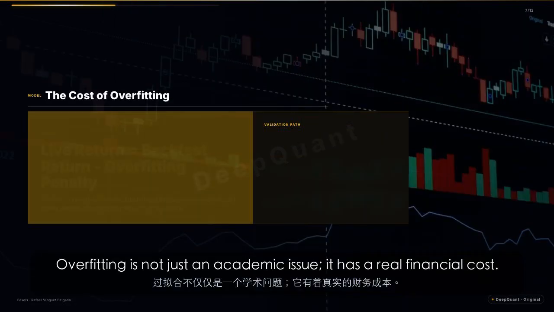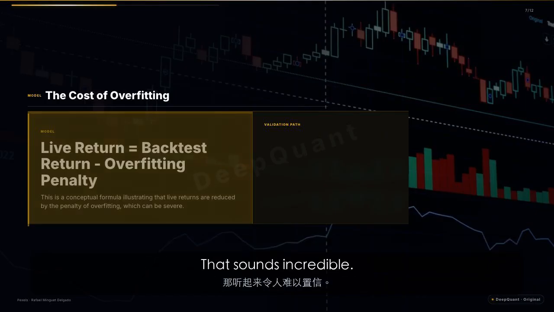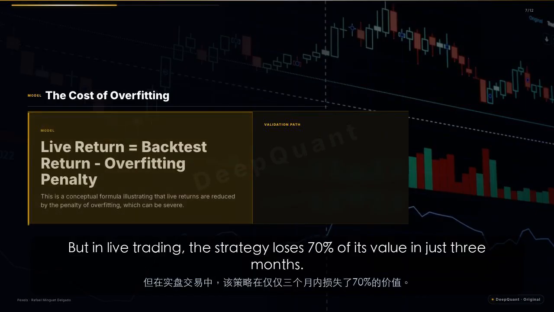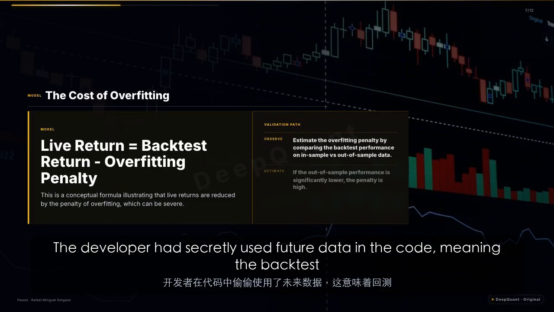Overfitting is not just an academic issue, it has a real financial cost. Suppose a backtest shows an annual return of 500% with a win rate of 99%. That sounds incredible. But in live trading, the strategy loses 70% of its value in just 3 months. This is not a joke, it is a real case exposed on the DeepQuant platform.